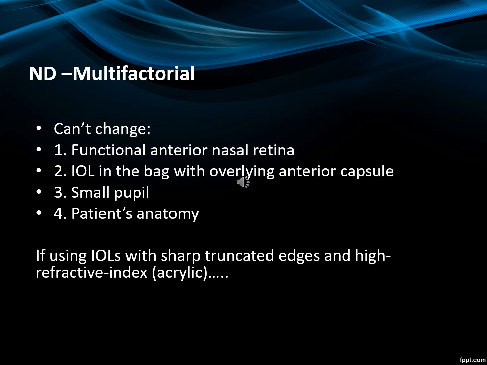However, negative dysphotopsia is multifactorial. And oftentimes you can't change certain things, such as the fact that someone has a functional anterior nasal retina, or that the lenses are really made to be inside the capsular bag with overlying anterior capsule, or the patient has a small pupil, or they may have a prominent globe, for example. So if your primary lens of choice is an acrylic lens with sharp truncated edges, then I propose a different type of prevention.